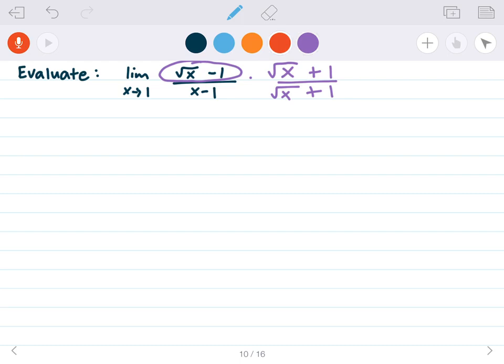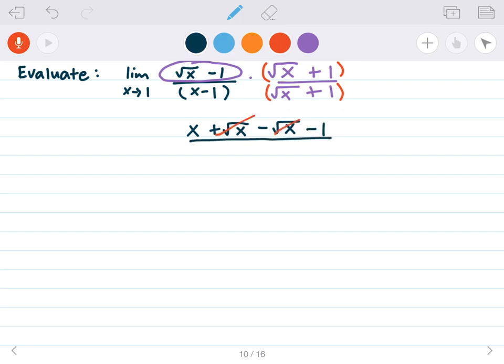Okay, so multiplying by the conjugate is the same thing as multiplying by 1, so we're not doing any kind of magic tricks here. But we do want to FOIL, okay? So on top, if I do root x times root x, I just get x, right? And then I have outer, which is plus root x, inner, which is minus root x, and last, minus 1 times positive 1 is a minus 1. These guys cancel.